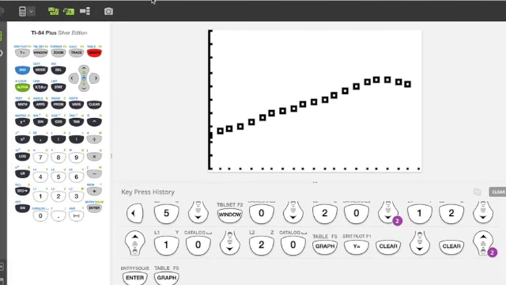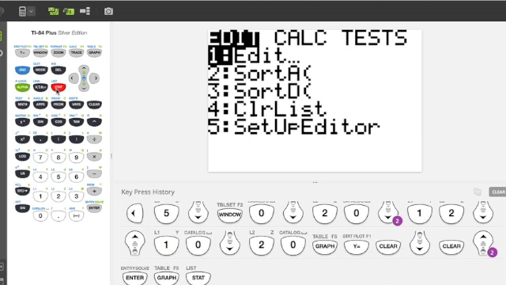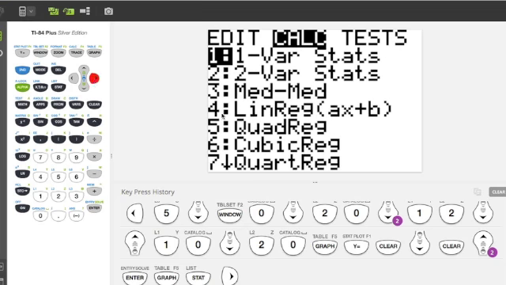We want to find an equation that matches this. So what you do is you go to Stat, and we want to go to Calc. We want a linear regression. We want something in the form AX plus B. So let's go to number 4.